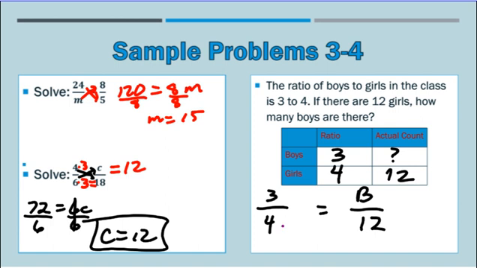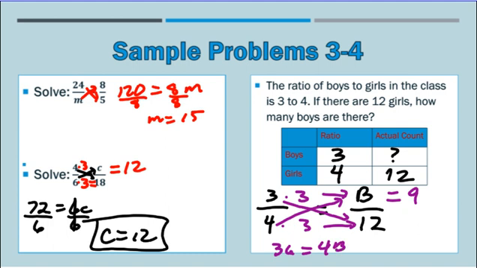I can multiply 4 times 3 to give me 12. So that means I can multiply 3 by 3 to give me my b, which b would be 9. So 9 boys. Otherwise, I could cross multiply 3 times 12, which is 36. Cross multiply here gives me 4b. Get b by itself, divide by 4. B still equals 9, because 36 divided by 4 is 9.